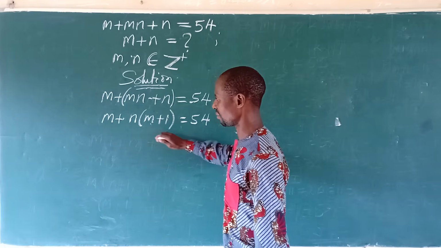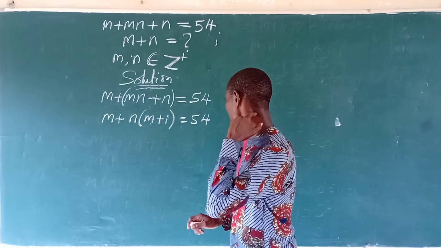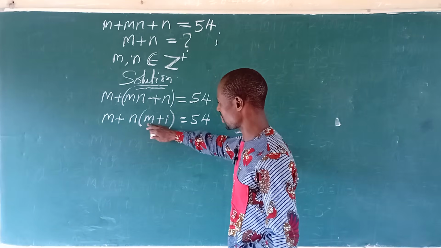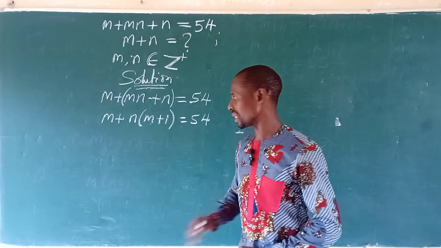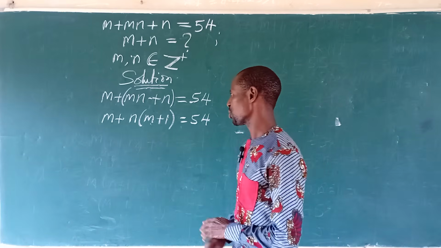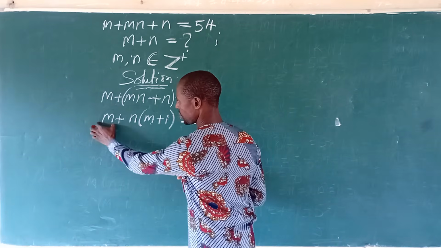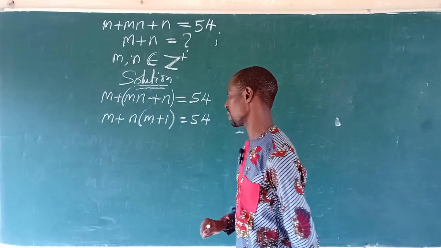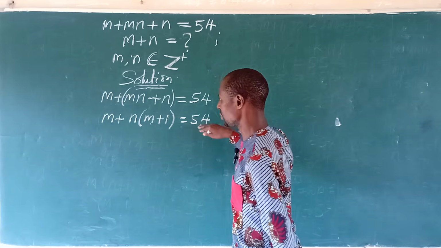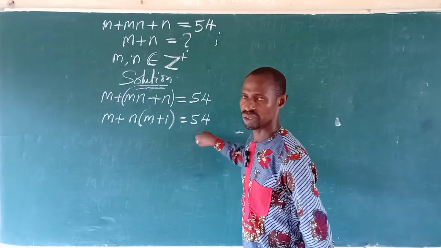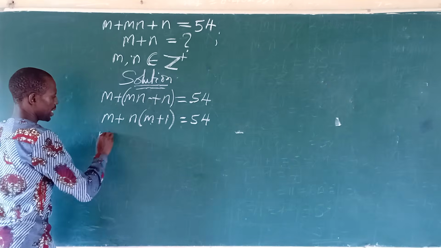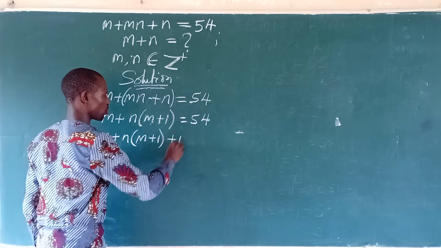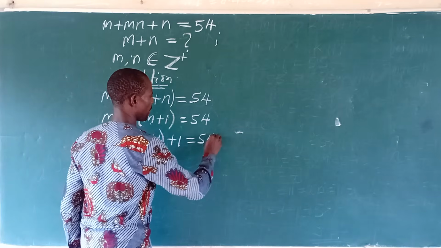All right. Now, this is what I have here, right? Good. Now, I can rewrite this expression in another way. Look at what I have here: I'm having m plus 1 inside this bracket, and n is out here. So I want to bring out this same expression from here. What I will do is simple: I will just add 1 to this expression. And since I'm adding 1 to the whole of this expression, I will add 1 to this side also. This gives me m plus n(m plus 1) plus 1 equals 54 plus 1.